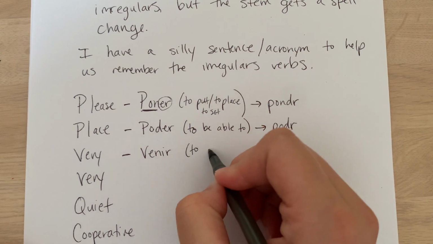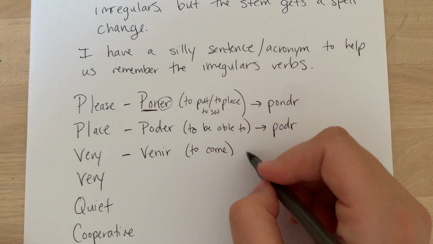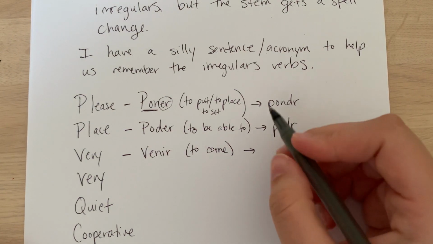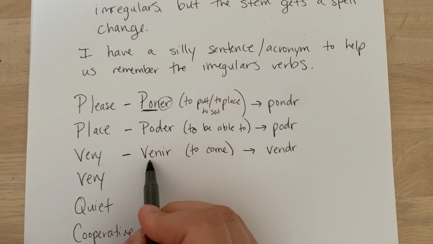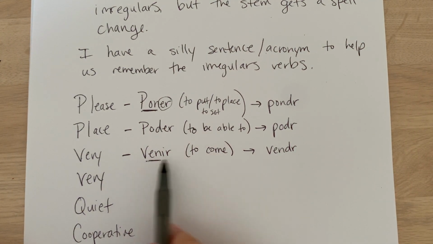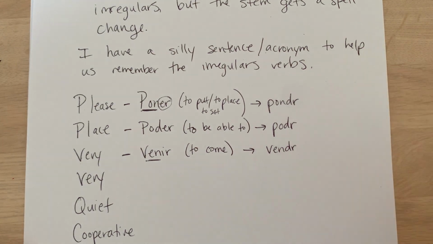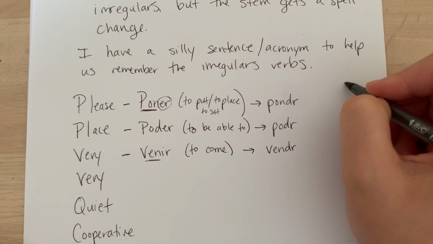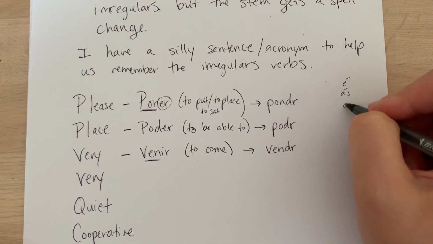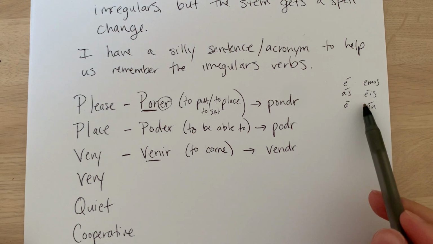Next one, venir, to come. I will come and help you. This stem goes to vendr. So this is just the stem. It's not ven anymore, it's vendr. And then you have to add the endings, okay? The regular future tense endings. So you still have to add é, ás, á, emos, éis, án to the end of it. Okay, so this plus the ending.